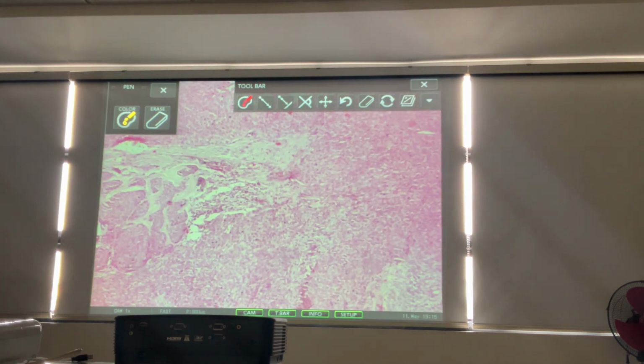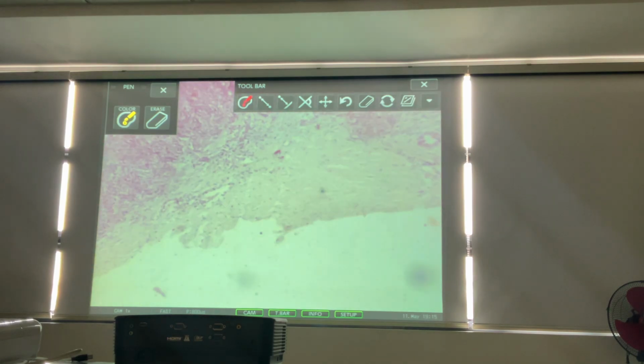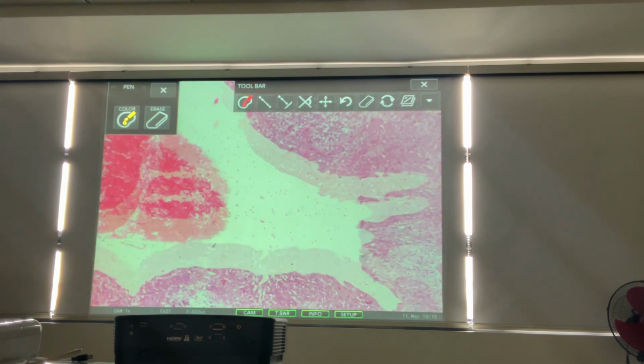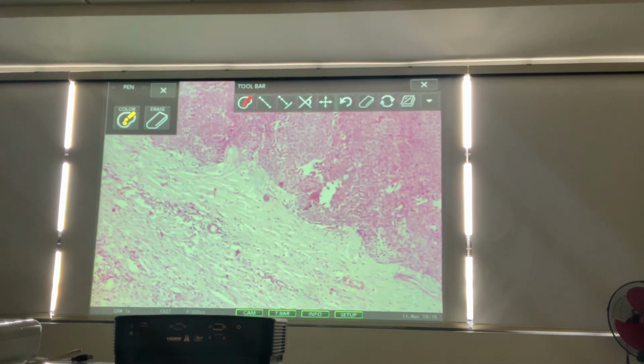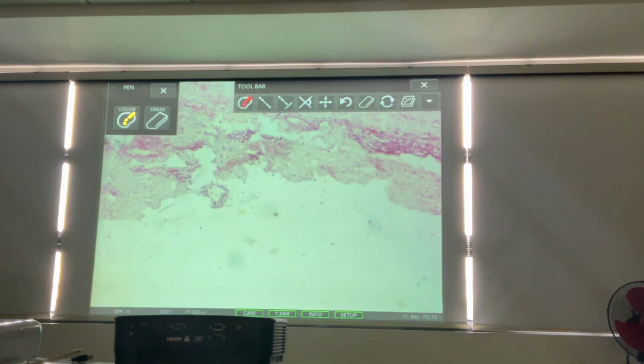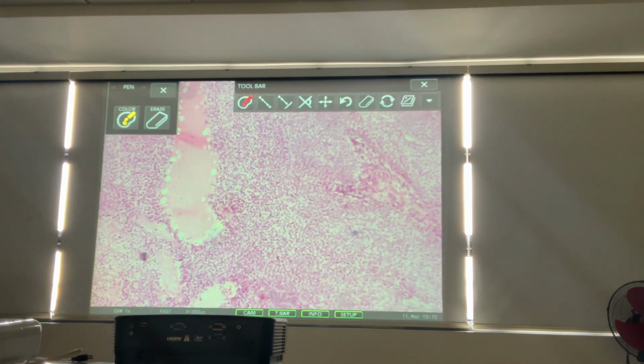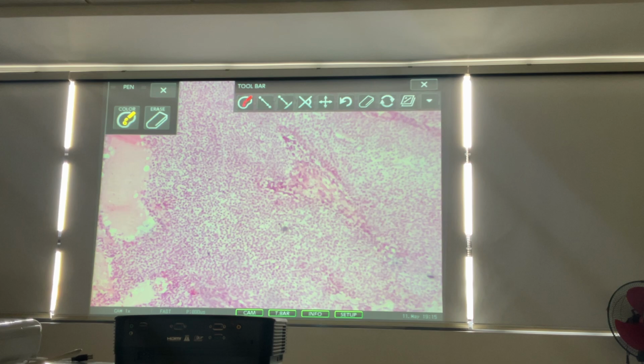Patients with transitional cell carcinoma will also present with hematuria. So you need to differentiate this from patients with renal cell carcinoma because that one will also present with hematuria.